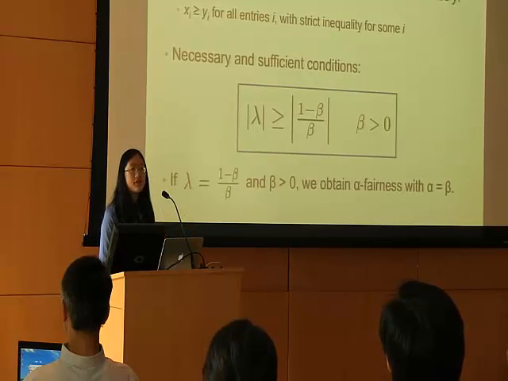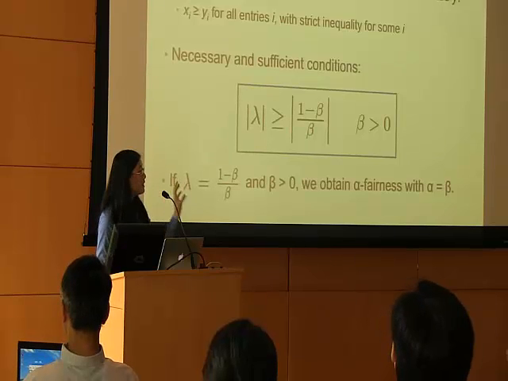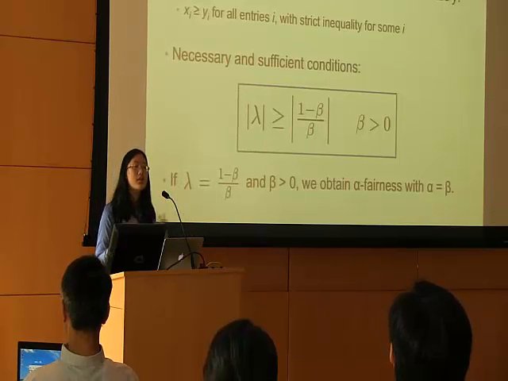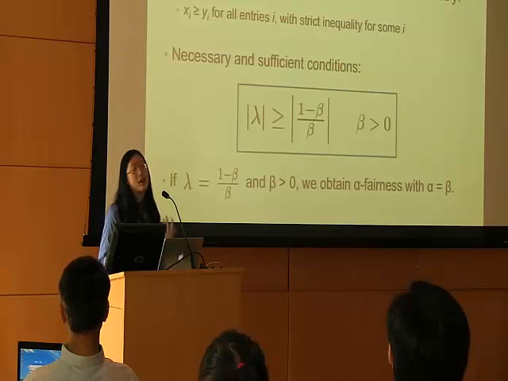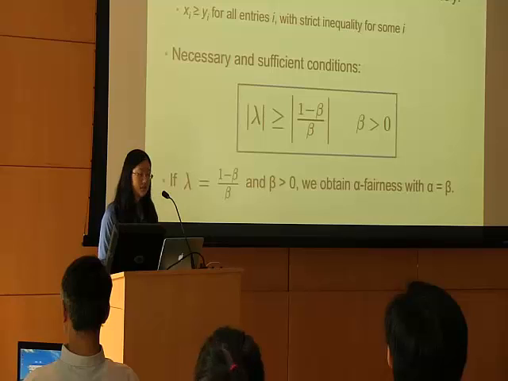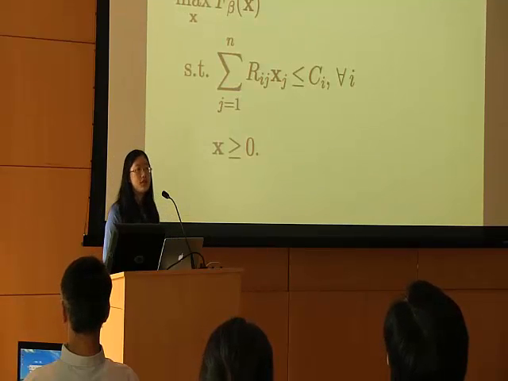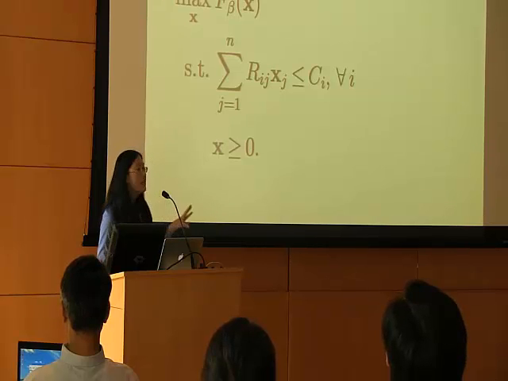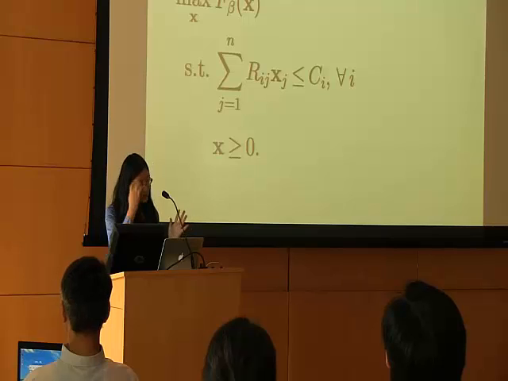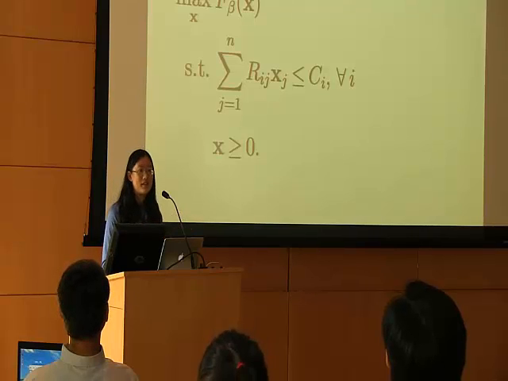And I'll just note here that at the threshold, when lambda equals (1 minus beta) over beta, you recover these familiar alpha fairness functions with alpha equal to beta. So I'll be using that when I talk about the next two properties. So sharing incentive and envy freeness both deal with the optimal or most fair allocation. So let me just pause here to look at what the optimization problem actually is.